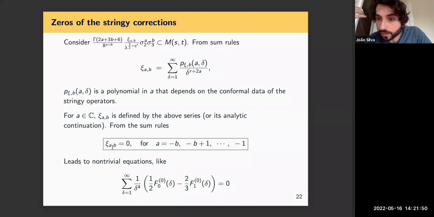So this function has 1000 zeros, but in principle it will involve a product of 1000 types of functions, so there are many parameters to fix. But anyhow, we think this type of condition will be useful, and this leads to non-trivial equations. For example, this is a non-trivial equation involving the OPE coefficients of the string operator.